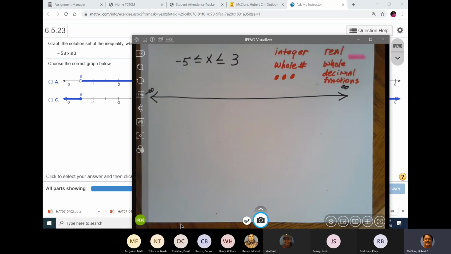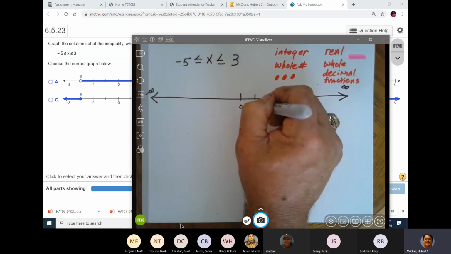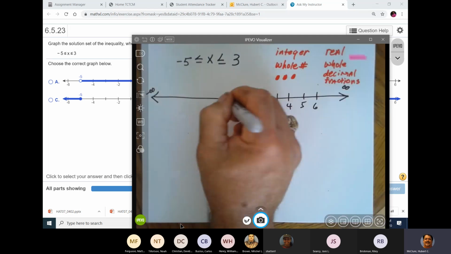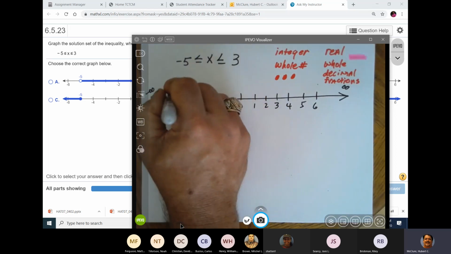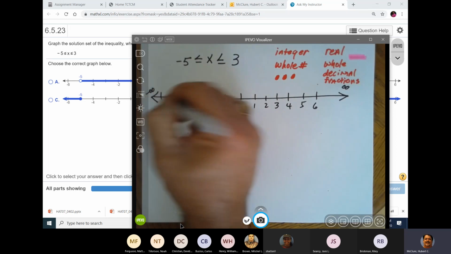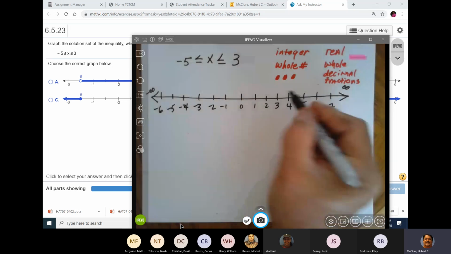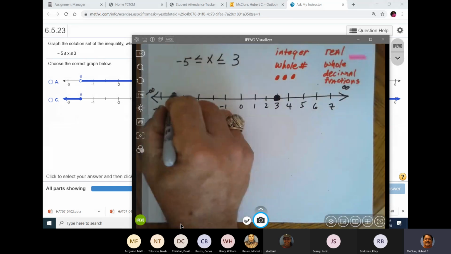So this one, you don't have to solve anything because x is by itself. 0, 1, 2, 3, 4, 5, 6, -1, -2, -3, -4, -5, -6, and 7. Okay, so we know we got closed circles, and I'm not going to go into that because I showed you why we have closed circles. So we got a closed circle at 3. And we got a closed circle at -5.